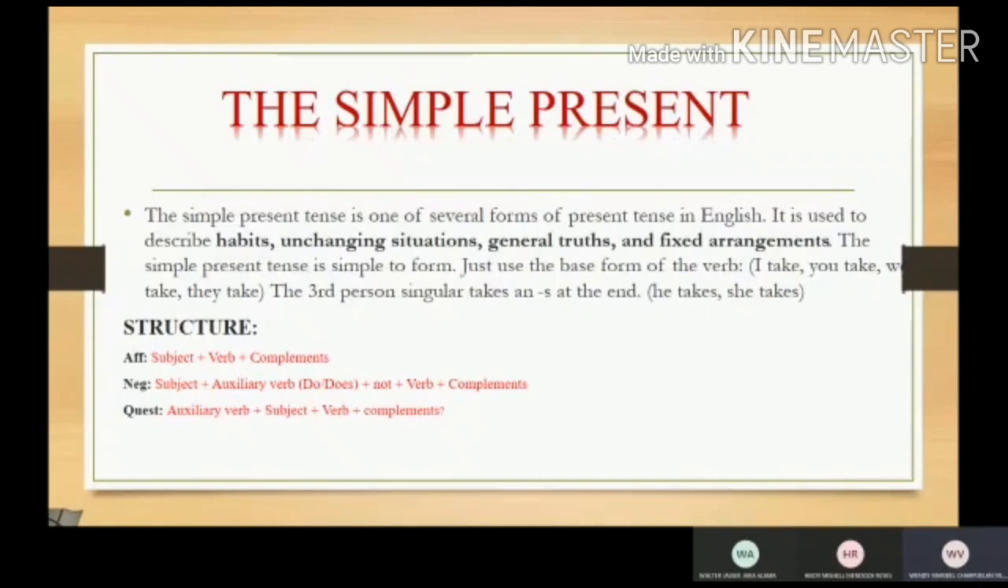Structure. Affirmative: subject plus verb plus complement. Negative: subject plus auxiliary verb do or does plus not plus verb plus complement. Question: auxiliary verb plus subject plus verb plus complement plus question mark.